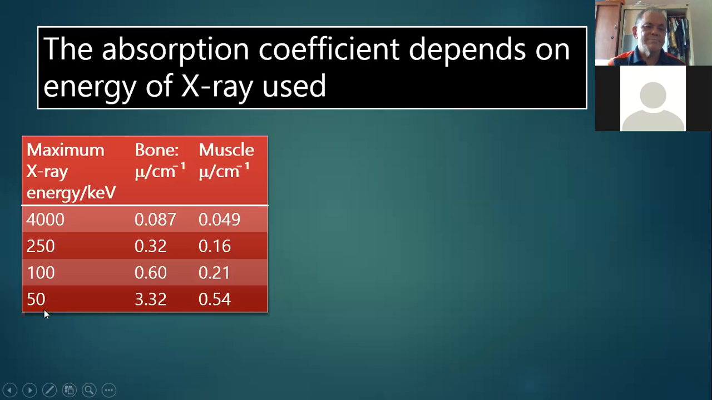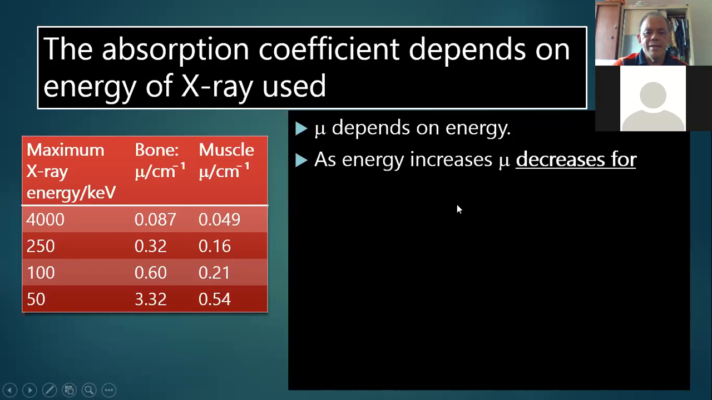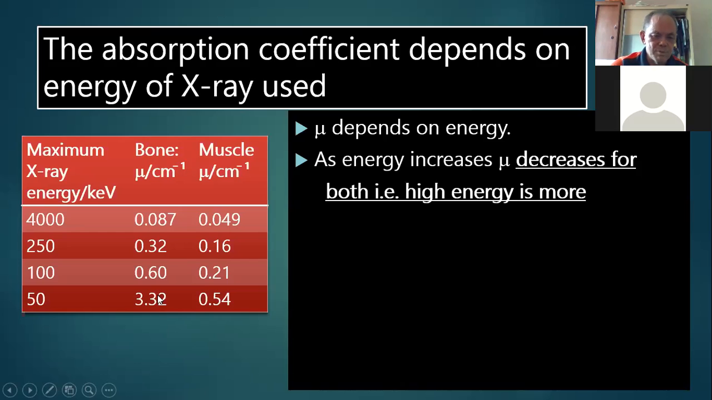Okay, you can see from here, this is for bone, this part for muscle, up to the maximum X-ray energy that we use, for bone and muscle. What can we learn from that? We learn that the absorption coefficient mu depends on energy. As we increase the energy, from smaller energy to high energy, if we look at bone, mu decreases, and for muscle also, mu decreases, because at high energy the X-ray can pass through easily.